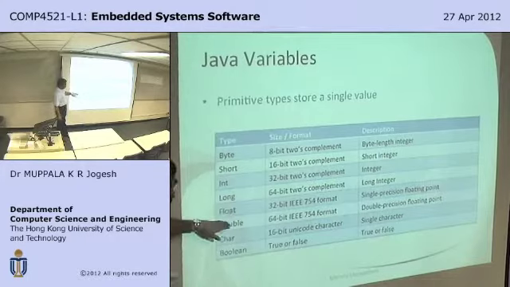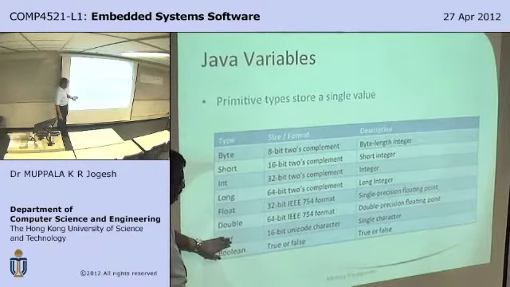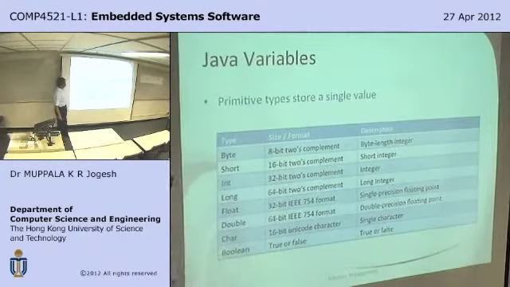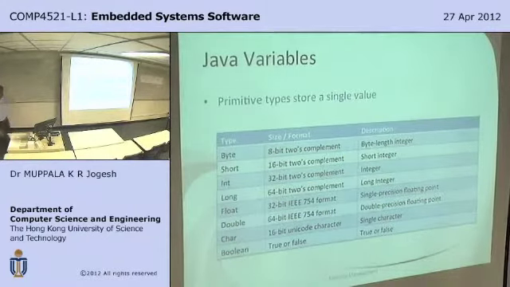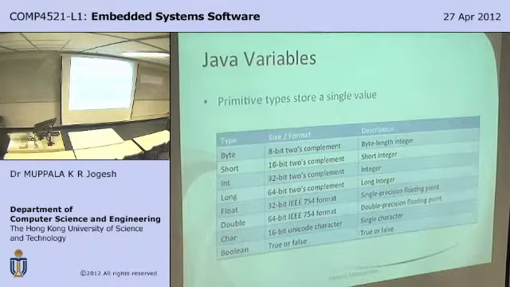Then you have float and double. You all are familiar with this. Character, and then Boolean variables sometimes. In Java, Boolean variables are also supported. So these are primitive data types. They store a single value. Okay? And obviously, they need to be mapped somewhere in physical memory.